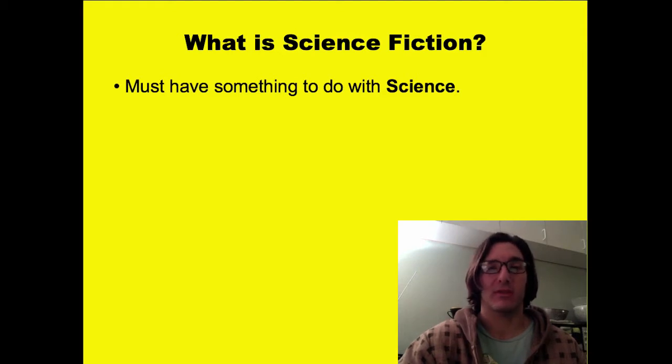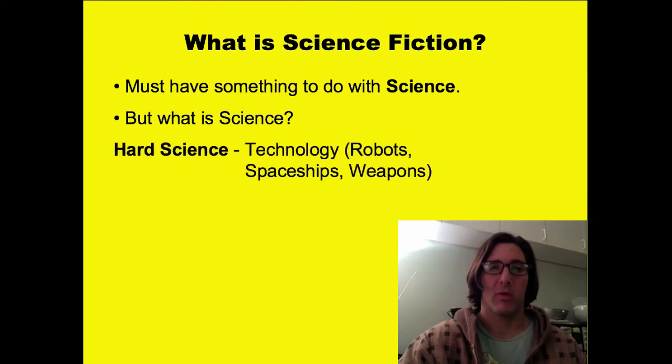If it doesn't have anything to do with science, it's really going to be a hard stretch to turn it into a science fiction work. But then we have to define what science is. And there are two main categories that we're going to be seeing in science fiction films that we'll be exploring. One is hard science, and this is the one that's probably the easiest to recognize because these are the hard surfaces, the shiny things, the things that people can hold, so the tangible objects. So technology, robots, spaceships, weapons.